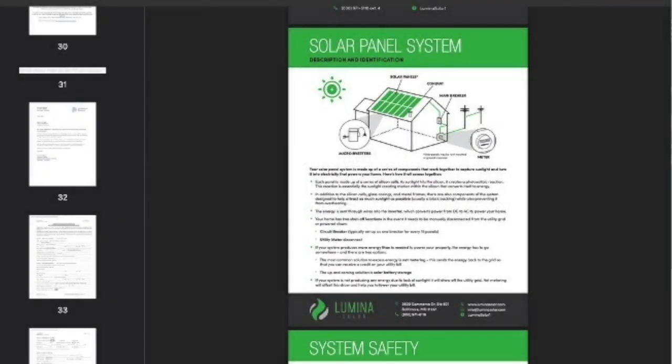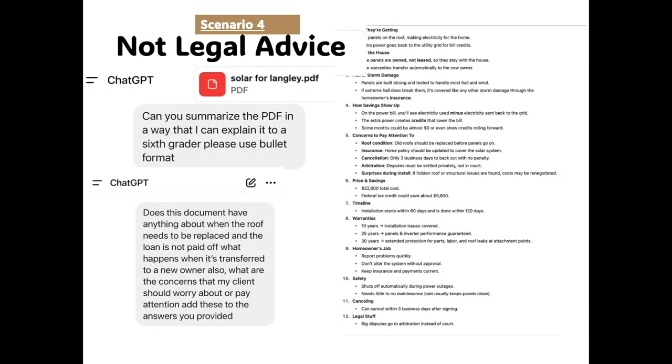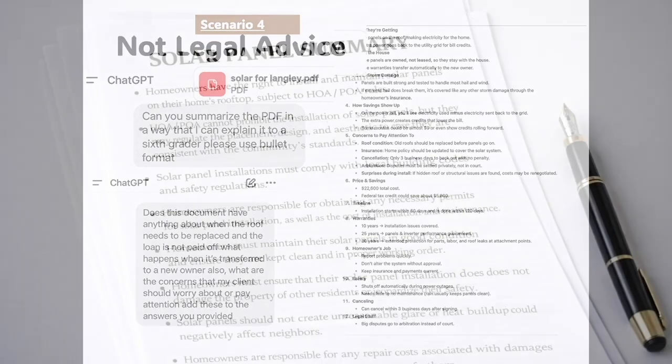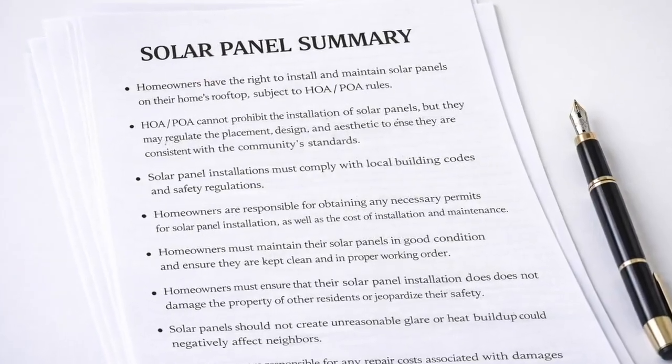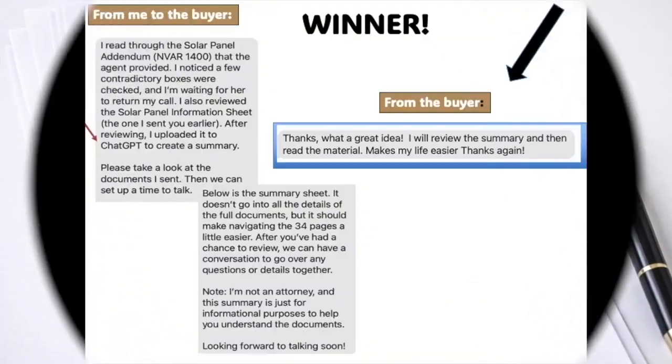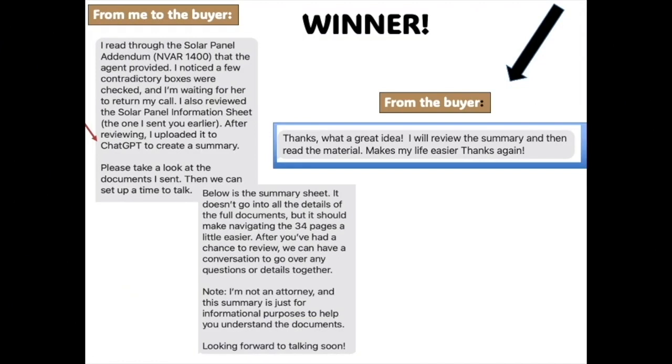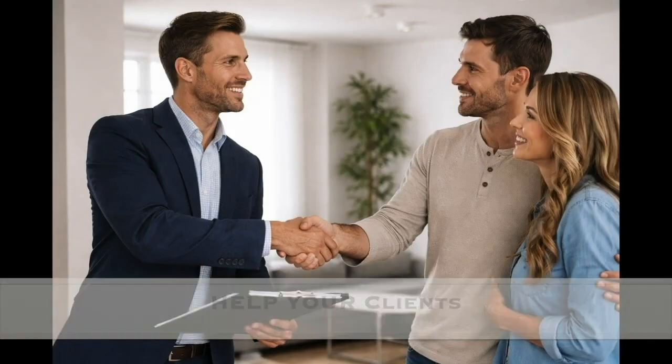And I go, can you summarize this PDF? And I got it all together from me to the buyer. I read through the solar panel addendum. I also reviewed the solar panel sheet I sent earlier. After reviewing it, I uploaded it on ChatGPT to create a summary. Please take a look at the documents, then we can set up time to speak. And then I wrote in, remember, I am not an attorney, so I'm doing my disclaimer. And what she writes back is, thanks, what a great idea. I will review the summary and read the materials. This makes my life easier. That's what we do as agents.